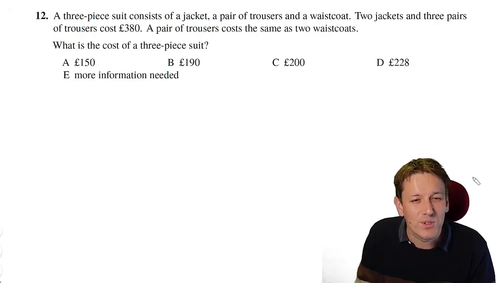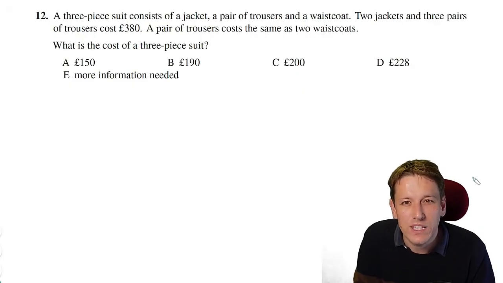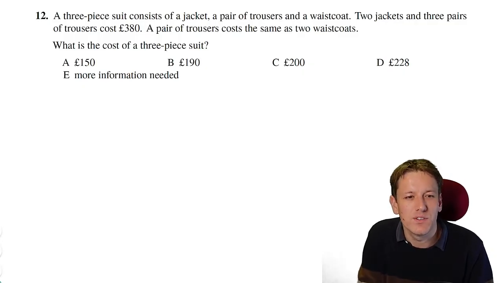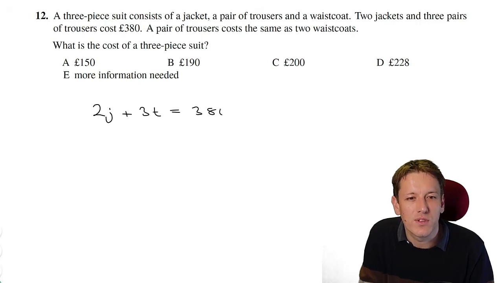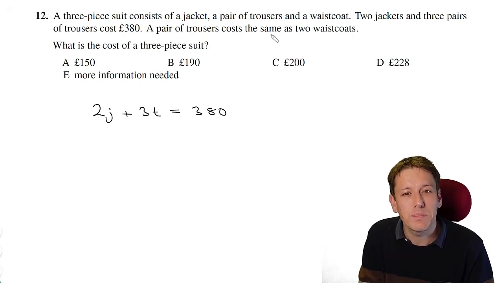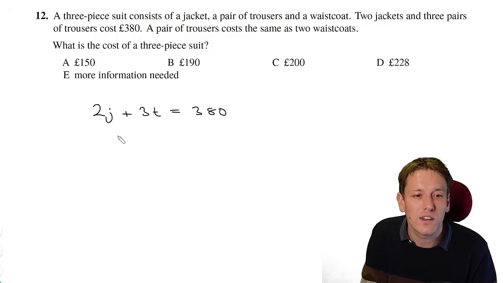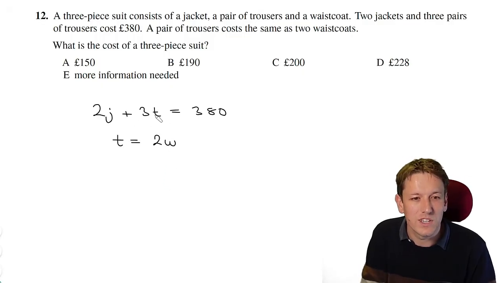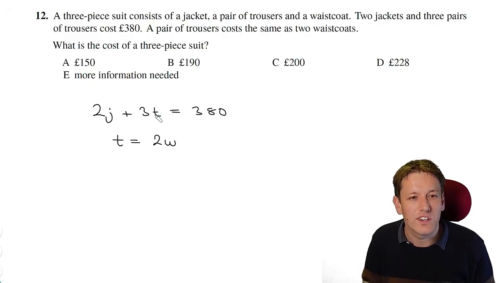A 3-piece suit consists of a jacket, a pair of trousers and a waistcoat. We've got 2 jackets and 3 pairs of trousers cost £380, so let's write that as 2J plus 3T is equal to 380. We've also got that a pair of trousers costs the same as 2 waistcoats, so we know that T is equal to 2 times W, where J, T and W are the price of each item individually. And it says, what's the cost of a 3-piece suit?